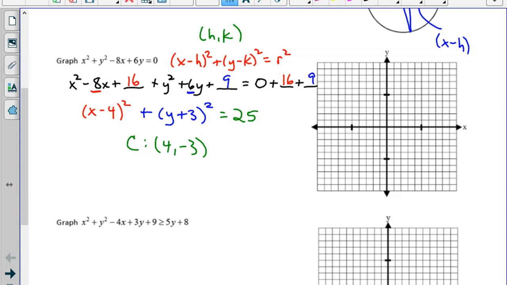And then my radius is 5 because the square root of 25 is 5. So I'm going to put (4, -3) as the center of my circle. And then since my radius is 5, I'm going to go 5 in all directions. That'll make it relatively easy to graph my circle. And then I'll graph my circle.